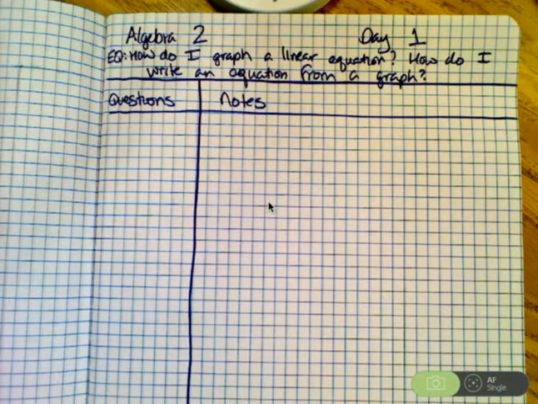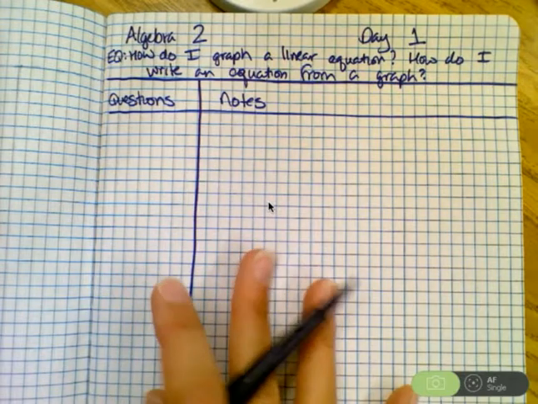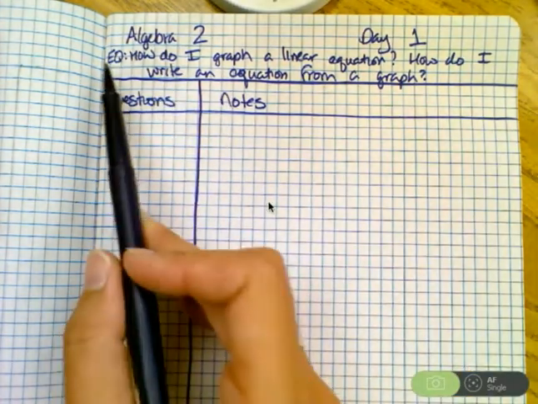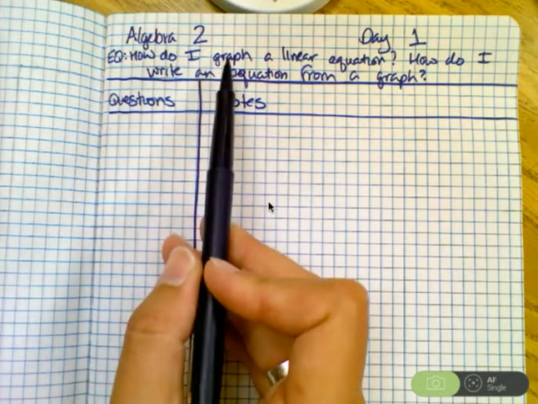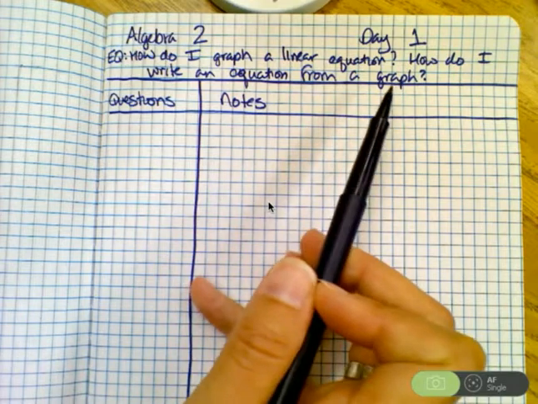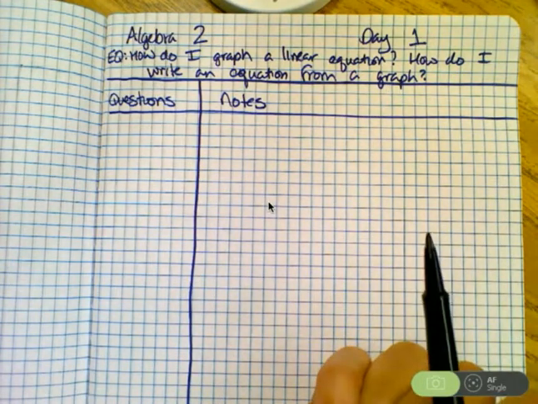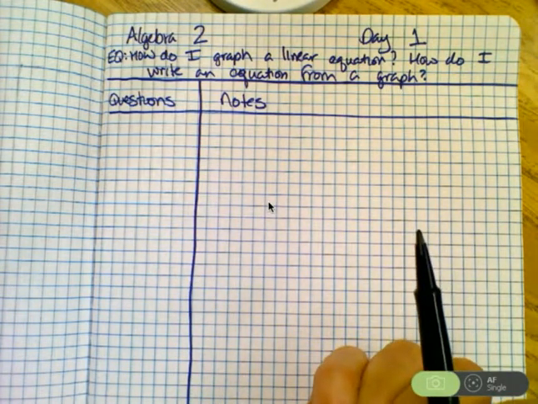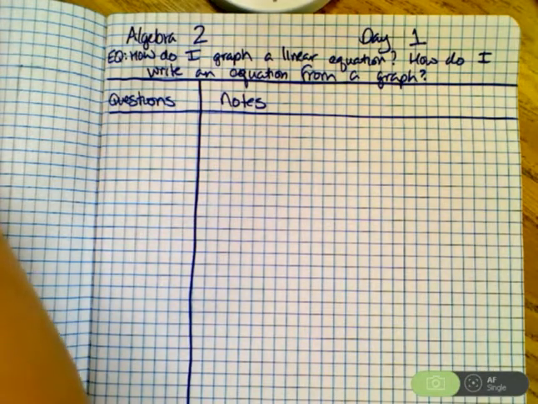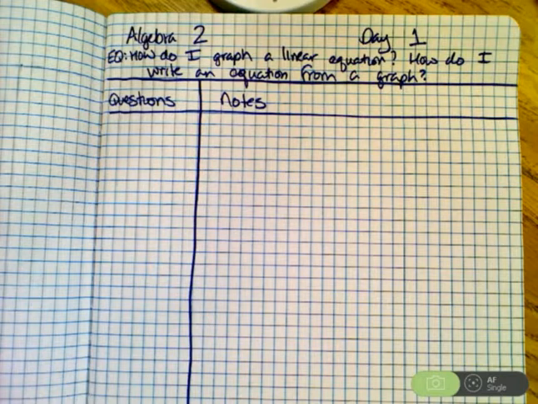If you have not already done so, please take a minute and get your composition notebook set up like this, with a column for questions and a column for notes. Our essential question for today is how do I graph a linear equation and how do I write an equation from a graph? Usually we'll have a lesson number and things like that, but this is review from Algebra 1, just things that we'll need for Algebra 2, so we don't have that today. So if you need to pause now and get that set up, do, and then I will see you back here in a moment.